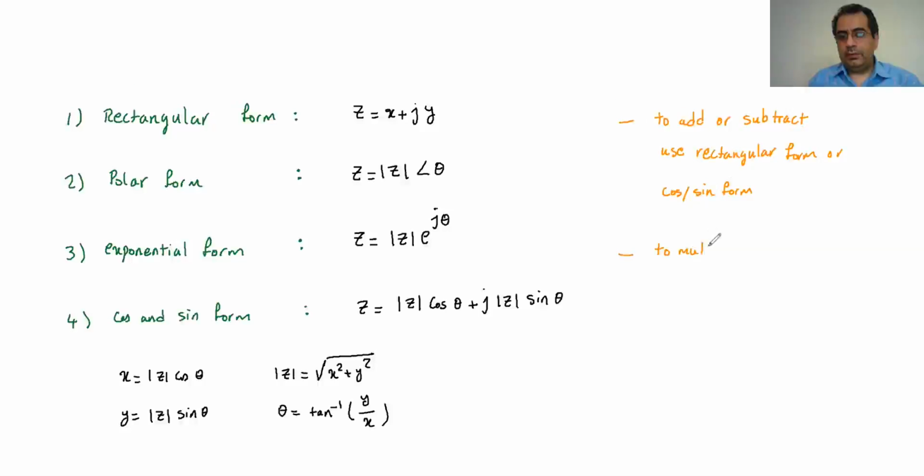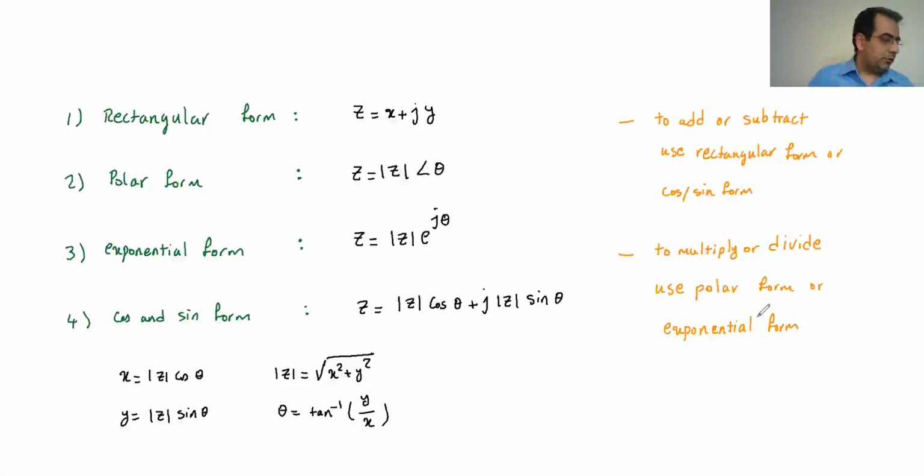To multiply or divide, use polar form or exponential form. And I will show you why it's much easier to do that.